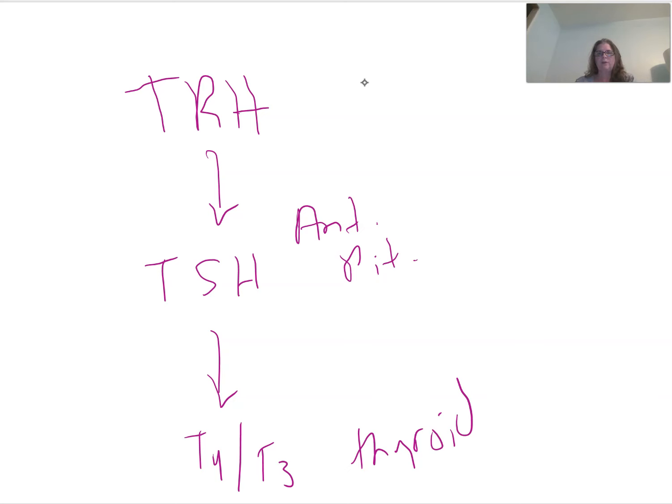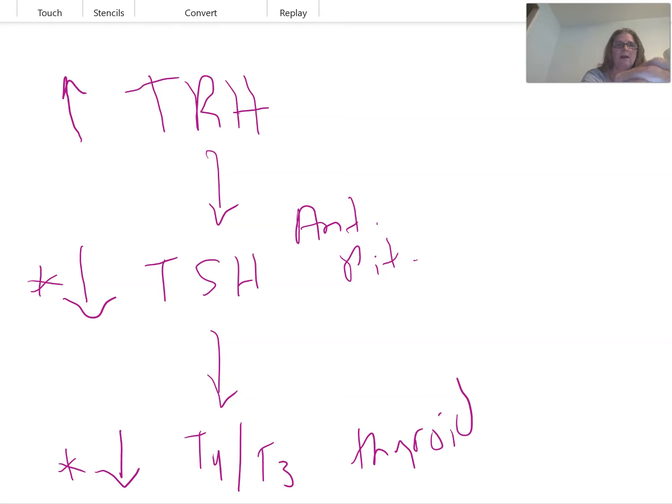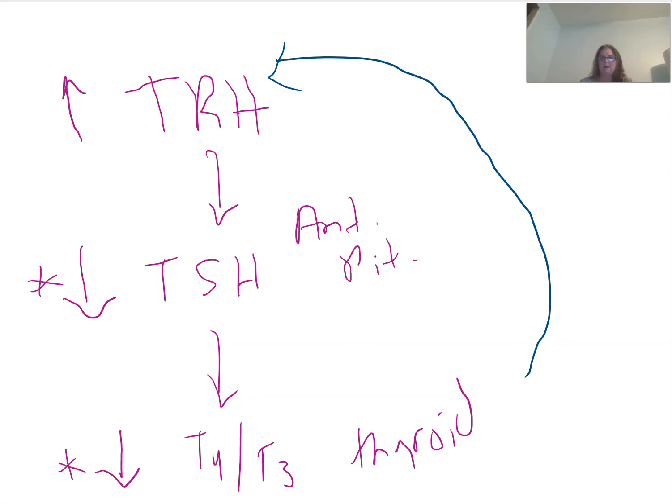So what if you were hypothyroid? There are several different causes. Let's say that our levels of T4 and T3 are too low. But we do blood work, and we notice that our TRH levels are increased, but our TSH levels are low, and these are low as well. So we would expect, if our thyroid hormones were low, the feedback loop to come up and increase TRH. Okay, that makes sense.